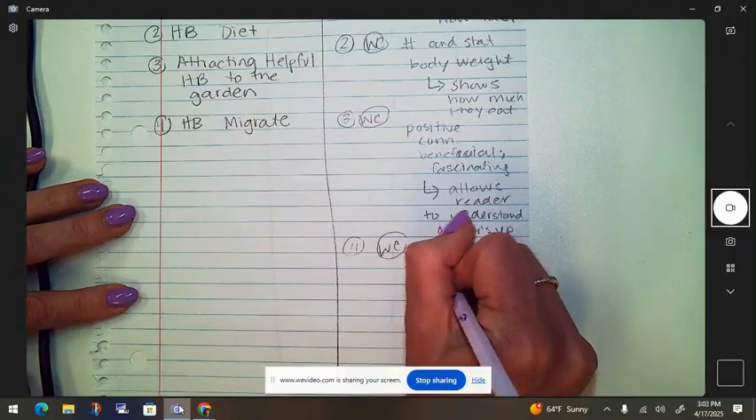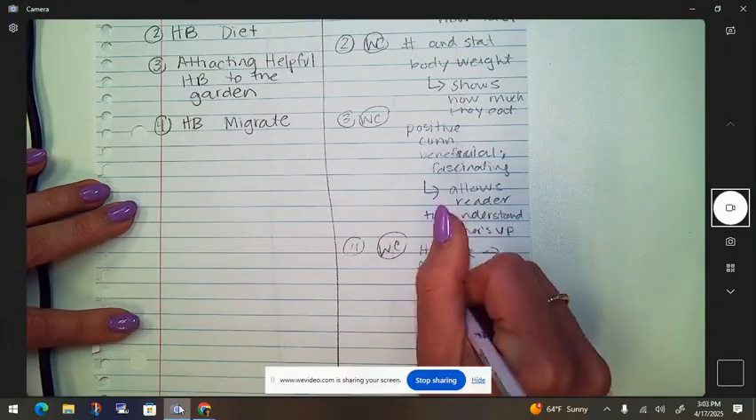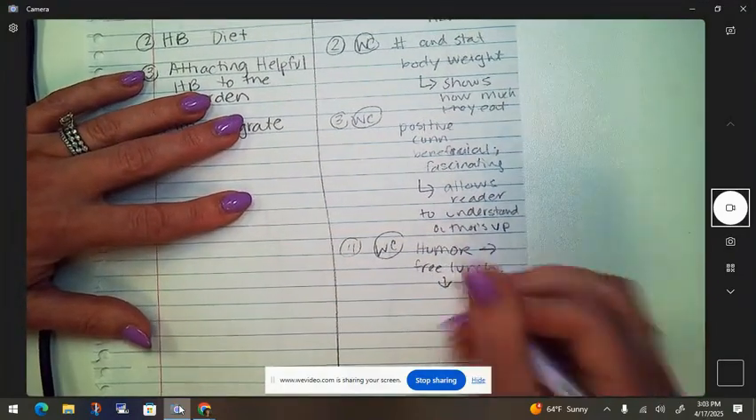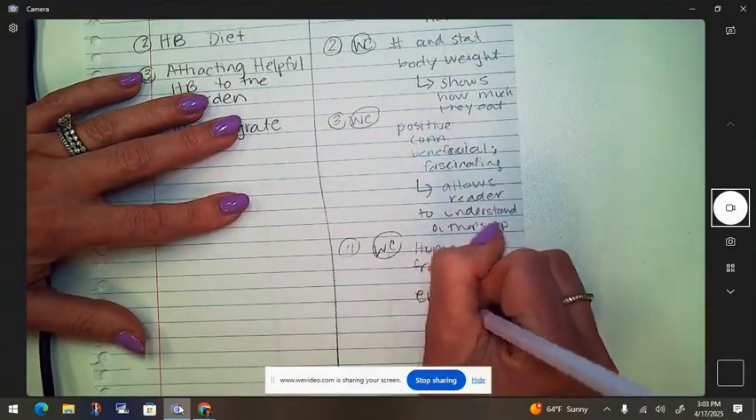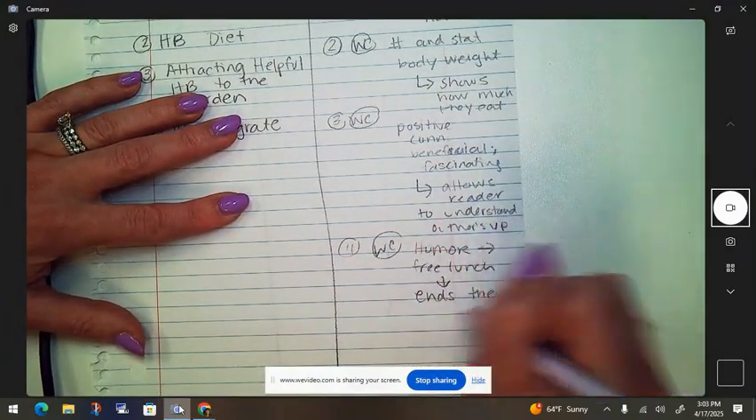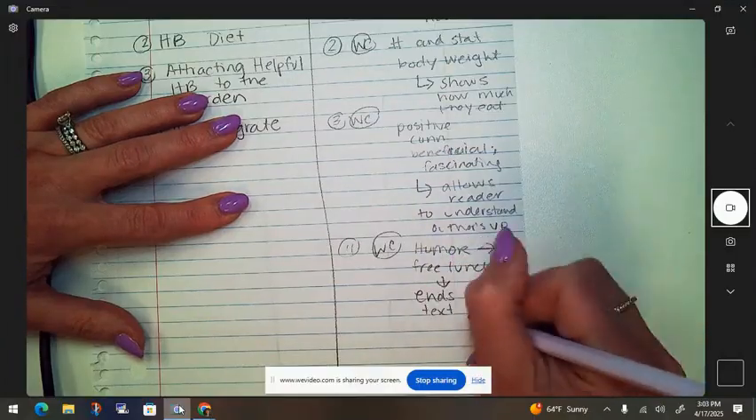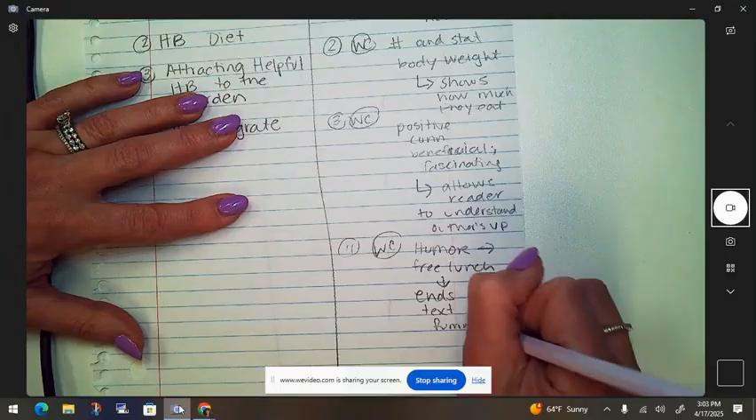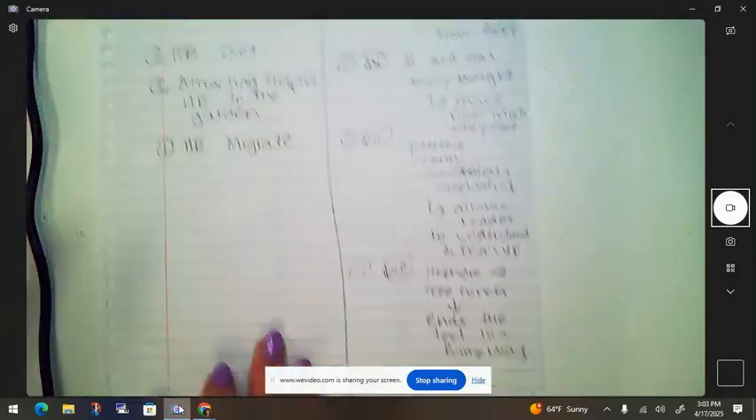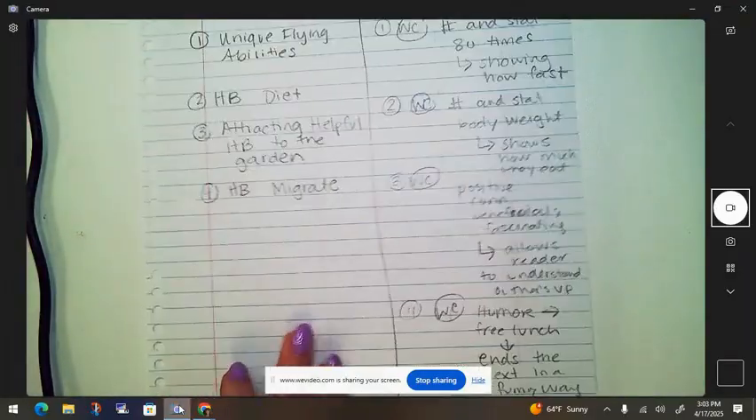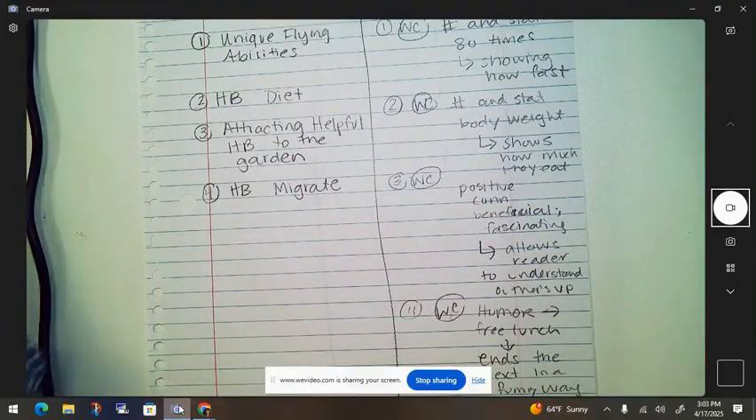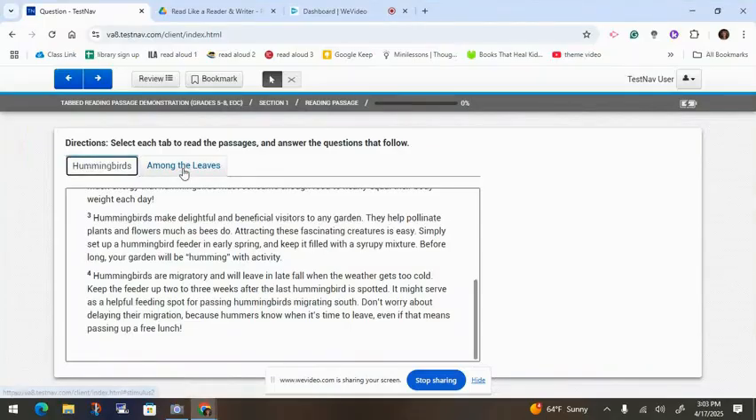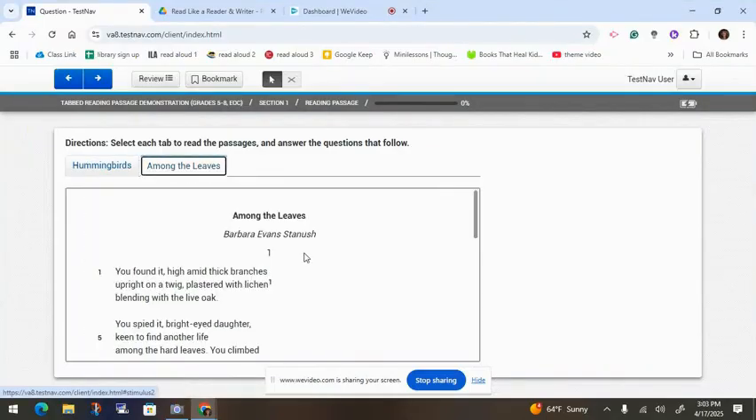So it's the free lunch thing, and it ends the text, even though it's nonfiction, kind of a funny way. Okay, and that's really what stood out to me. So I'm being pretty quick with this, but enough that I've thought of it like a writer. And now, because it's paired, I've got to do the same thing for the other text.